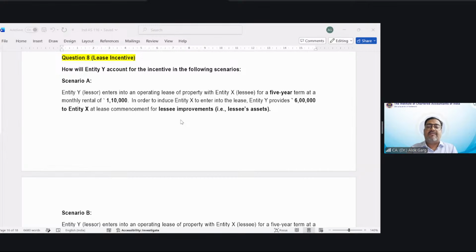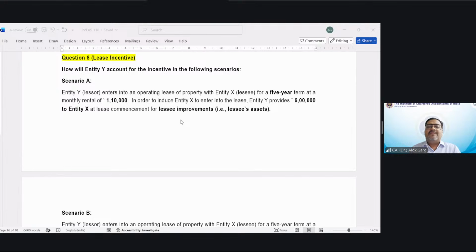And what is the lease incentive? How much is the lease incentive? So the monthly rental is 1,10,000. And this contract is for 5 years. So total 60 months, right? There is a 60 months contract and the payment is 1,10,000. But on the commencement date, the lessor is providing 6 lakh rupees. And the question is asking from the lessor perspective how the lessor will deal with this situation.